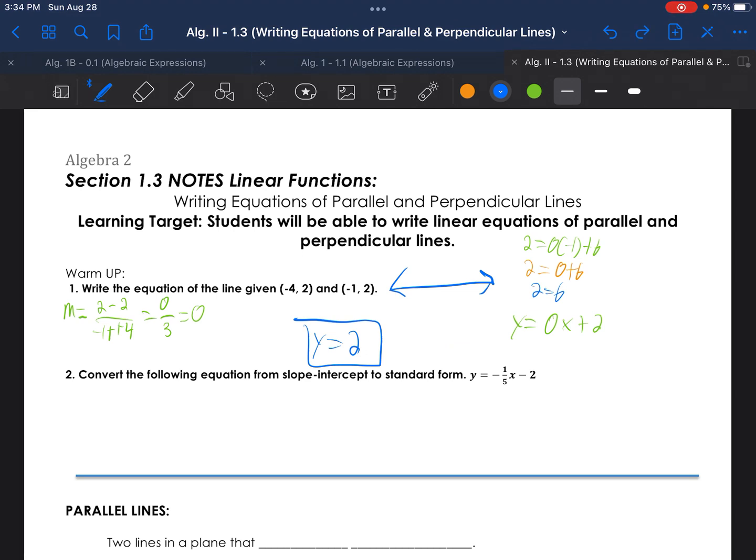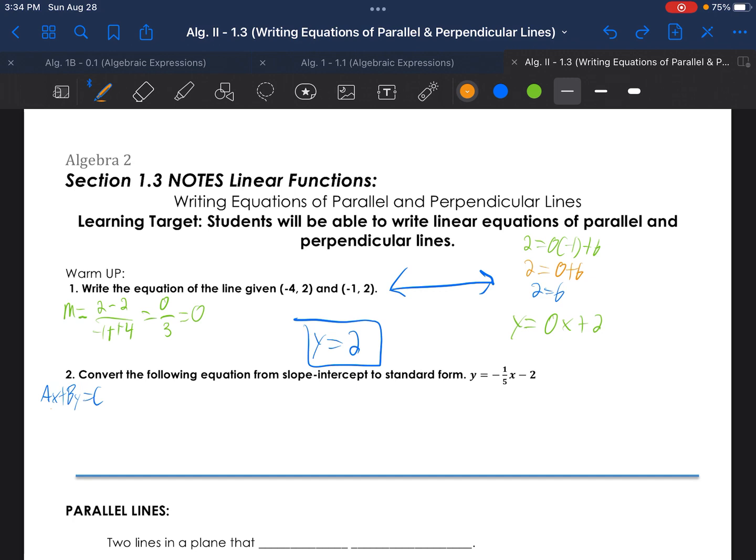Number 2. Convert this equation from slope-intercept to standard form. This is going back to section 1. So, remember, slope-intercept is y equals mx plus b. Standard form might be what you're rustier on. Standard form is ax plus by equals c. And the things you really need to remember is that both x and y are on the left side of the equation, and that the a, aka the number with the x, has to be positive, and there can be in the entire equation no decimals or fractions.